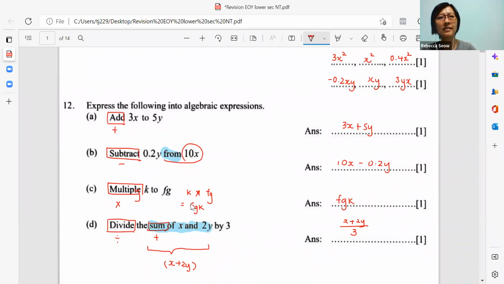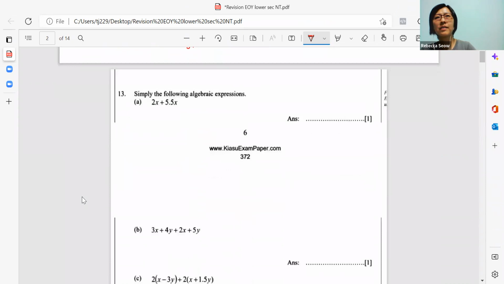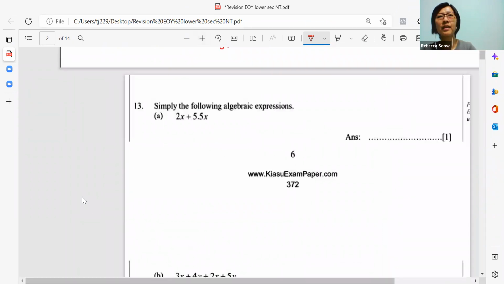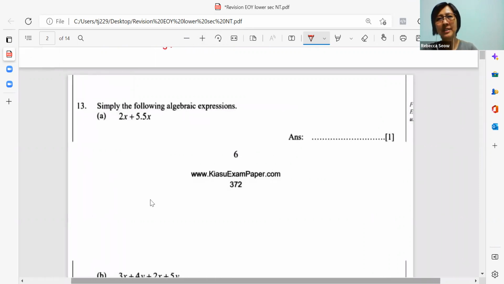Now, following that, we have question 13 here. Okay, it asks to simplify the following algebraic expressions. So you realize that they are both like terms. There is an x behind it. So 2x plus 5.5x, what we need to do is basically to add the coefficients together. The coefficients refer to the numbers that appear before the letters. So 2 plus 5.5, that will give you 7.5x. Okay, next question.